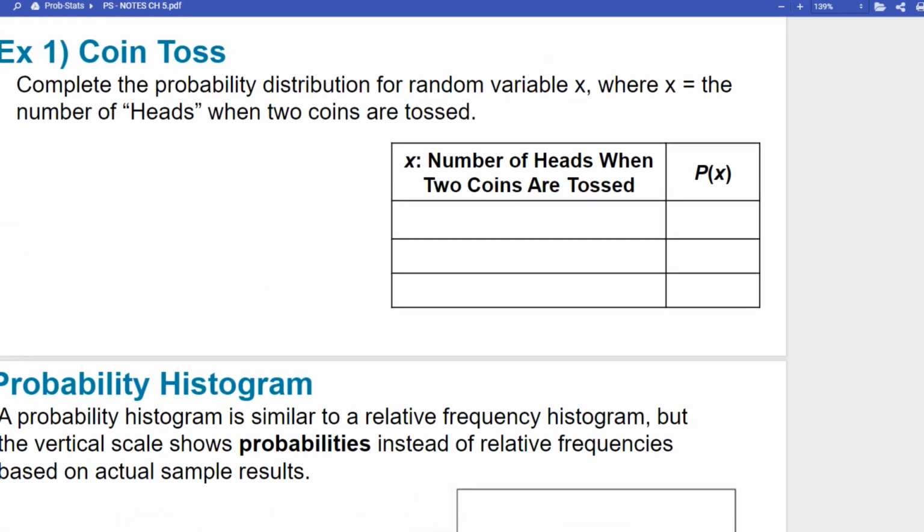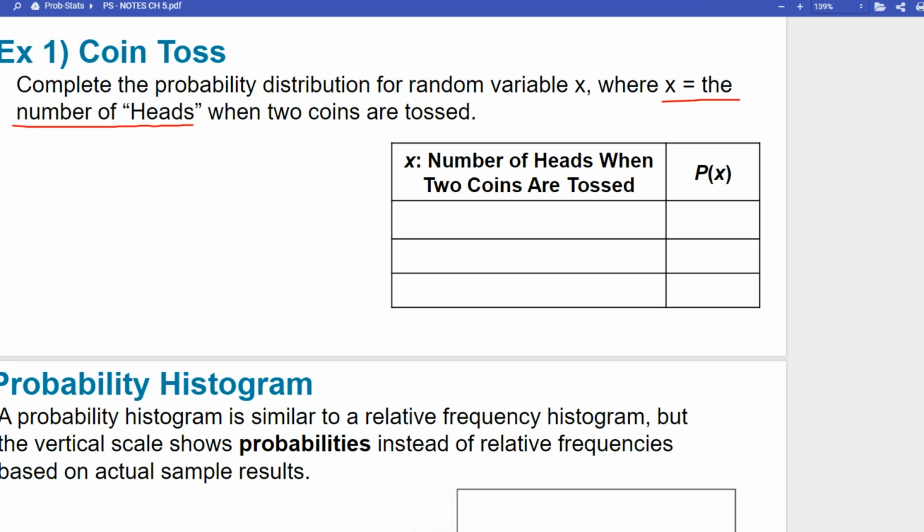Example 1, coin toss. Complete the probability distribution for random variable x where x is the number of heads when 2 coins are tossed. So x equals the number of heads. That's really important. This is our random variable. So x can take on several different values. X is going to be a number because we want the number of heads.